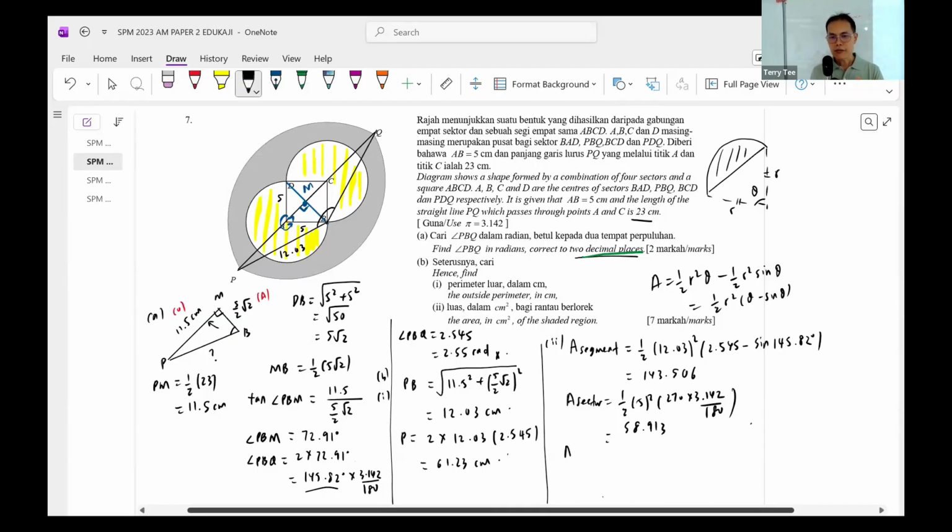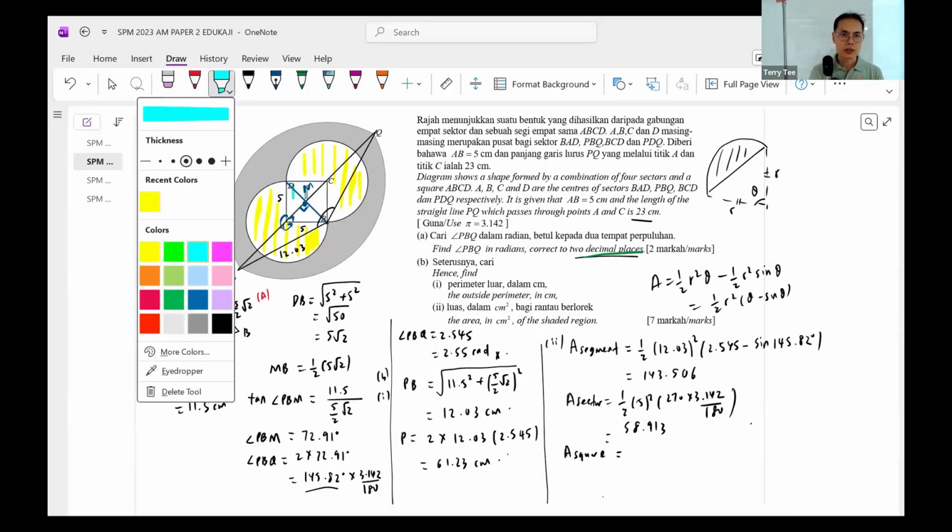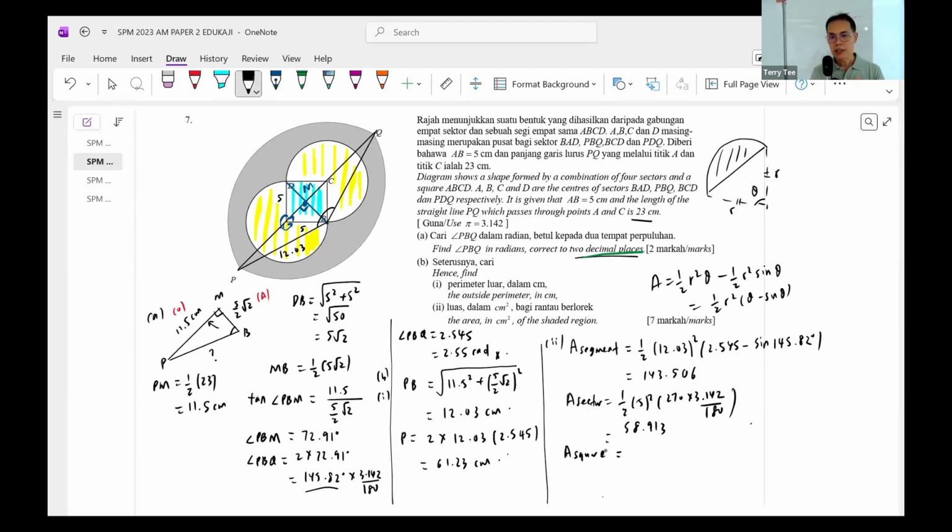Okay, now you find area of square. Square is very easy, everybody. I need to minus off the square. The square is, what color you want me to put? Blue, this one. I need to minus off the square, okay? So area of square is what? 5 times 5, very easy, 25.